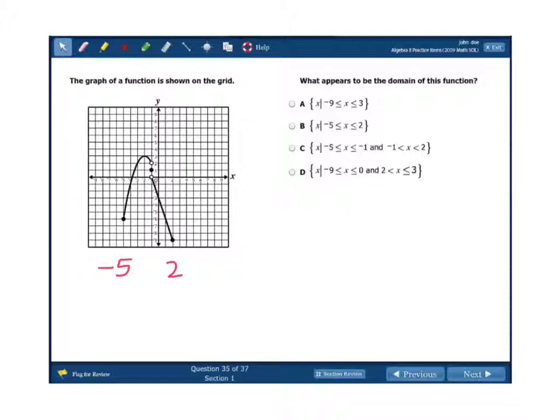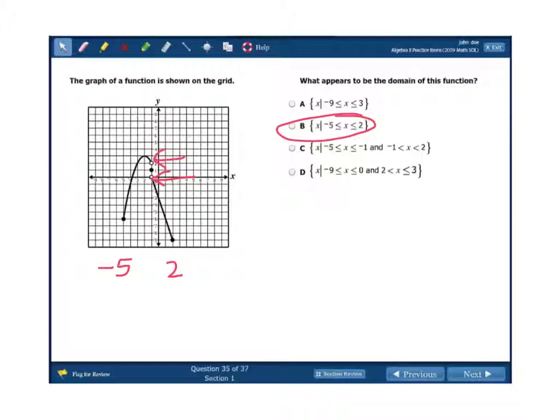Now, even though there's the jump here, there is still a value for this function at x equals negative 1. So that is actually okay. We are actually allowed to keep that. And this ends up being considered a continuous domain. It ends up being b. You don't worry about the jump that you see there with the openings, with those open circles.